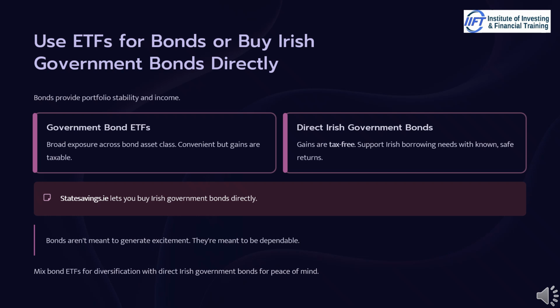StateSavings.ie lets you buy Irish government bonds directly. By doing so, you're supporting Irish borrowing needs and you get a known safe return. These rates aren't spectacular, but that is really, I suppose, the point of bonds. They aren't meant to generate excitement. They're meant to be dependable. And a mix of ETF bonds for diversification and perhaps some direct Irish government bonds gives you solid peace of mind.